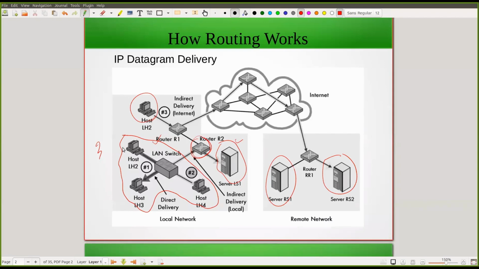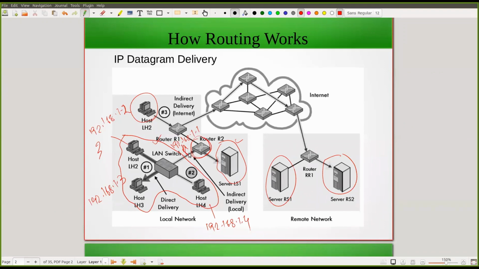Let's say the IP address of this system is 192.168.1.1, and this system is 192.168.1.2, this is 1.3, and this is, let's say, 192.168.1.4. Each interface of the router, we already talked about, will be assigned an IP address. Let's say this interface is assigned the IP address 192.168.1.1.